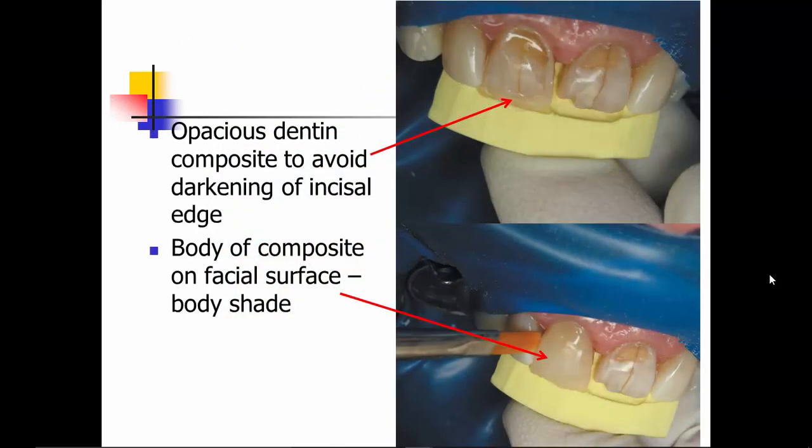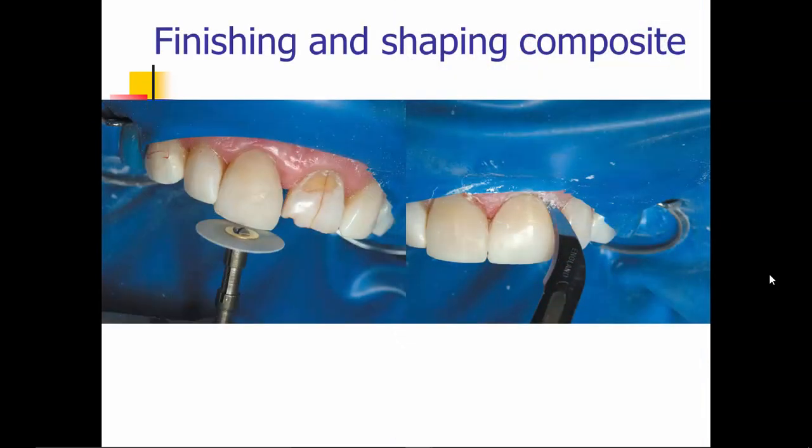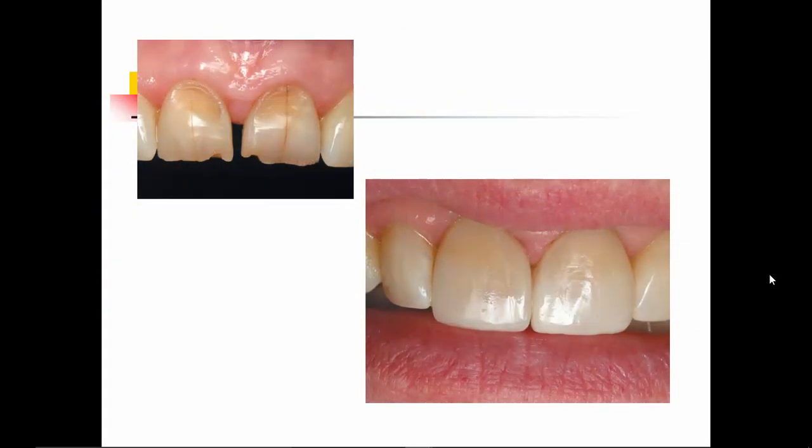I can build up using a stratification technique with composite, first using an opaque composite to avoid darkening of the incisal edge, then a body composite on the facial for the body shade, and then I can use some translucent composite for the incisal edge. I finish and polish one tooth at a time, and then I remove my dental dam, and I have my final restorations using a highly polishable nano hybrid composite.